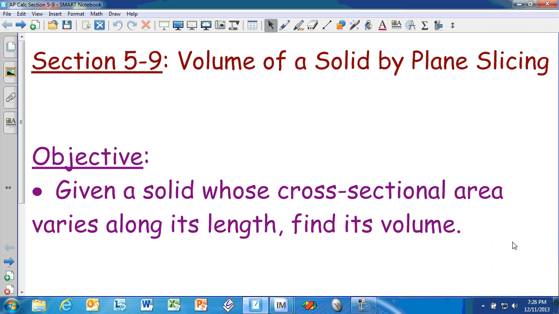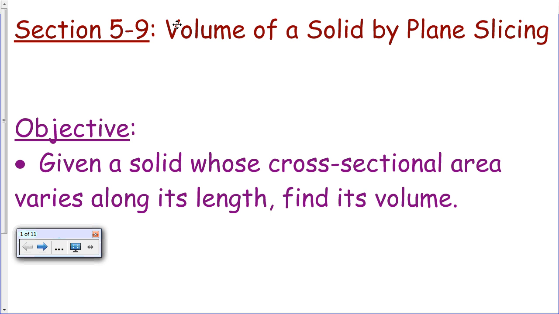Section 5-9 is on the volume of a solid by plane slicing. The objective of this section is, given a solid whose cross-sectional area varies along its length, we want to find its volume.